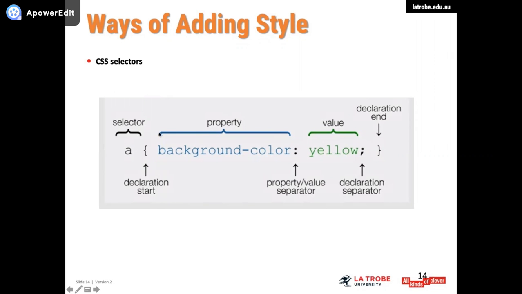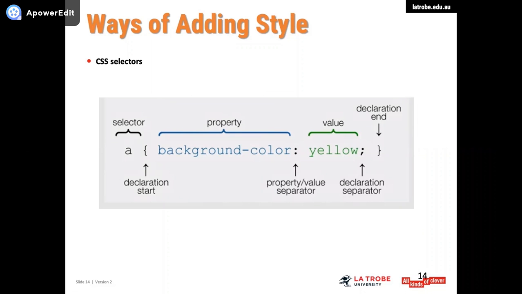Then that's followed by the property, which is what you want to change, like the color or the font size or some other things. And then is the separator, followed by the value. So which value you want to change. For example, for the font size, how large you want it to be, or the color, what color you want to change to. And then is another declaration separator, the semicolon, which is the end of the declaration. So that is the whole syntax of the selector.